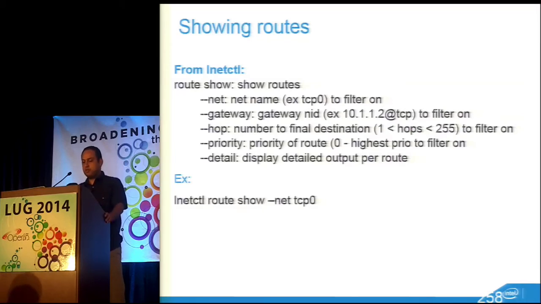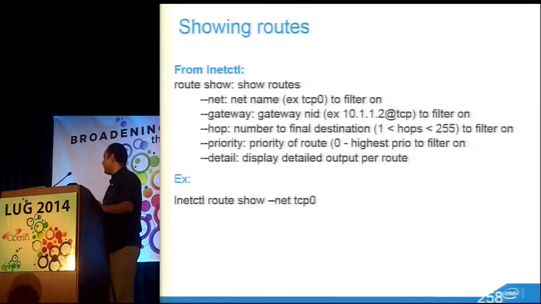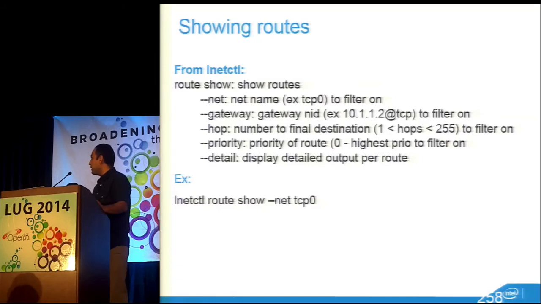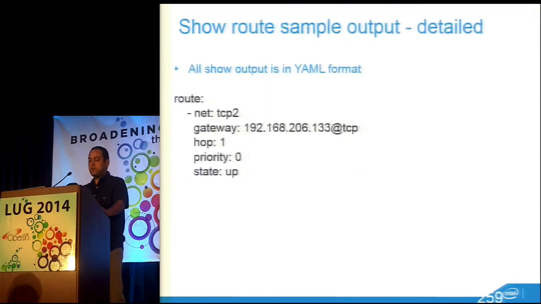This, for example, shows a specific network, specific route. Again, all output is in YAML format, as you can see. And when you specify the detailed keyword, it displays hop, priority and state. Without the detail, it just specifies the net and gateway.